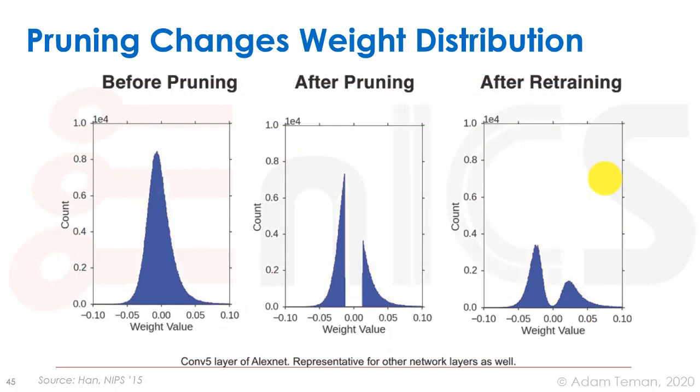Another thing that's interesting is that pruning changes the weight distribution. So before pruning, we saw that the weights are kind of distributed around 0 like this. When we prune them, we don't have any of this middle area. We get rid of everything under a threshold. So we have these two spikes in the weights because we got rid of everything in the middle that was really close to 0. And then when we retrain it, it distributes kind of around these areas again.